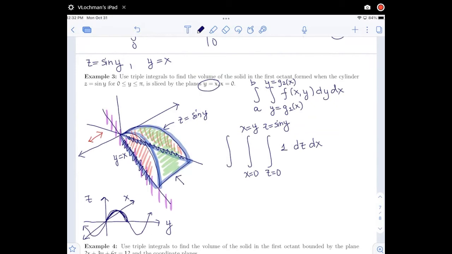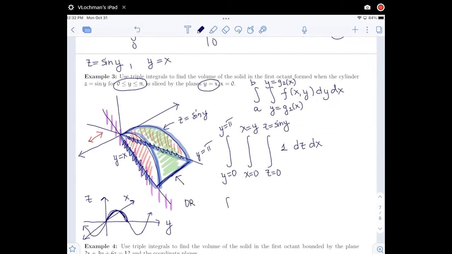Now we go from point to point. If I go in the y direction, my smallest value for y is 0. Okay, so y is equal to 0. It says right here, right? And then this edge right here, that's y is equal to pi. So my upper limit here would be y is equal to pi. Okay, that's one way to set this up.